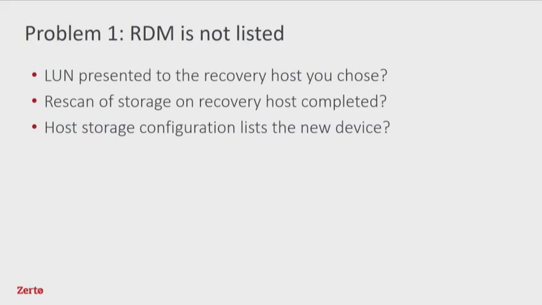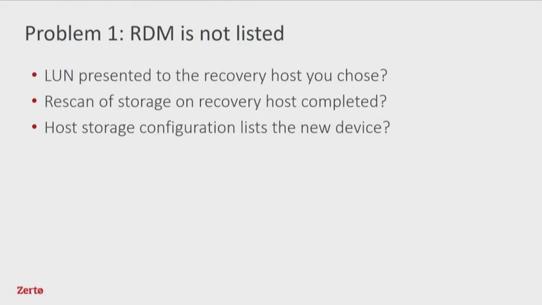So the first would be the simplest, especially if you might not be in charge of provisioning the underlying storage. Just make sure that the LUN that you want to use for the RDM was presented to the host that you are going to use on recovery. If it isn't, then either you can go and do that, or you can work with your storage administrator to do that. The second would be in the virtual layer.